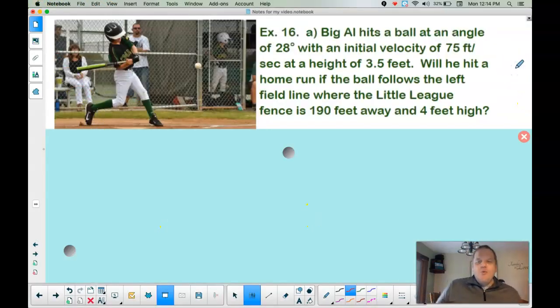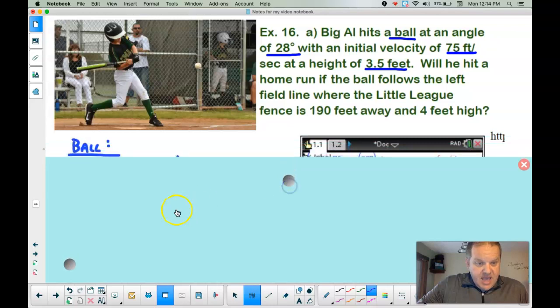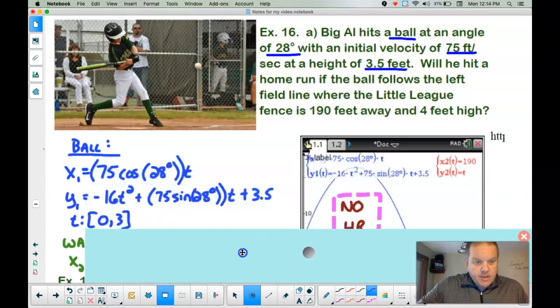Okay? All right? So we're trying to figure out if Big Al hit a dinger. Okay? So we've got two different parametric equations going on here. So the first parametric equation is going to be the ball equation. So the ball is hit at an angle of 28 degrees with an initial velocity of 75 feet per second at an initial height of 3.5 feet. So what we're going to do here is make a ball function. Oops, I guess I can't do this without giving away this one. Okay? So here is the ball's position. 75 is my initial velocity.